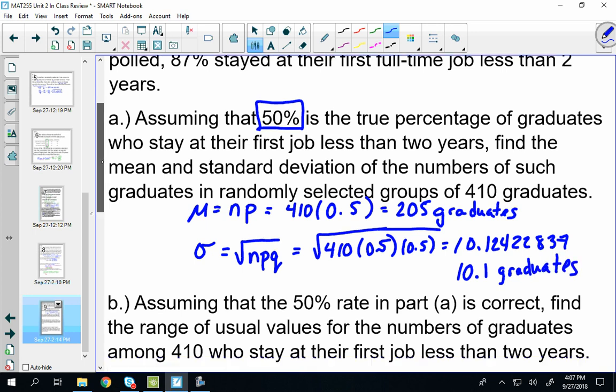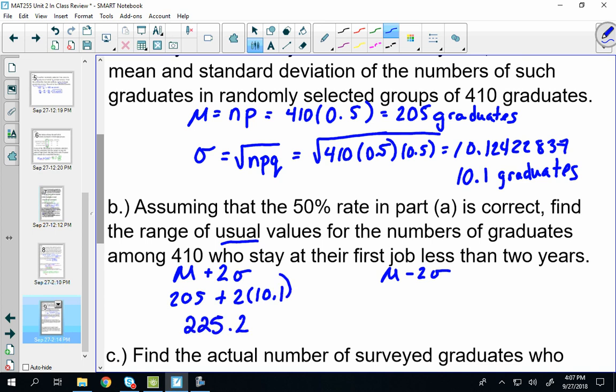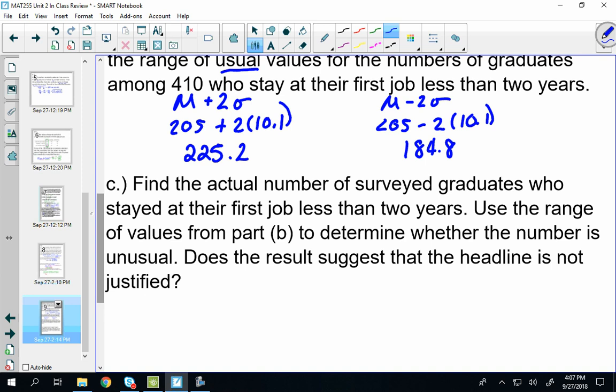If we look at part B, they tell us assuming that the 50% rate in part A is correct, find the range of usual values. We do that usual value with mu plus 2 times the standard deviation and mu minus 2 times the standard deviation. So we'll have 205 plus 2 times 10.1, which gives us 225.2. And we'll have 205 minus 2 times 10.1, which gives us 184.8.